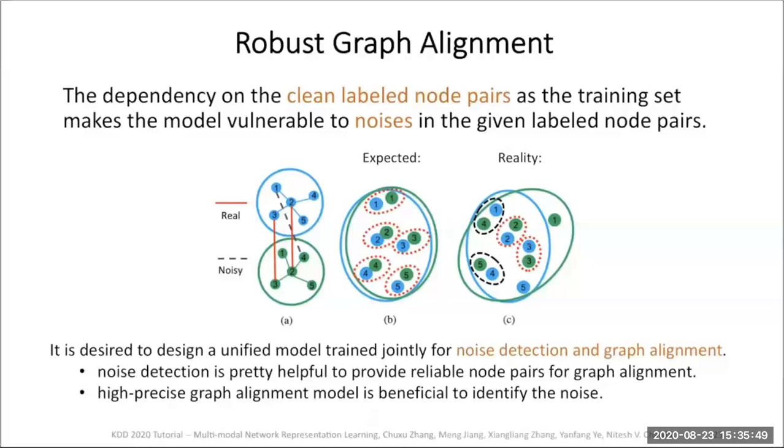So the idea is, how can we use unlabeled nodes to help the noise detection and then build a robust alignment model? On the one hand, noise detection can be helpful to provide reliable node pairs to have more accurate graph alignment. And on the other hand, a precise graph alignment model is very useful to identify the noisy pairs.